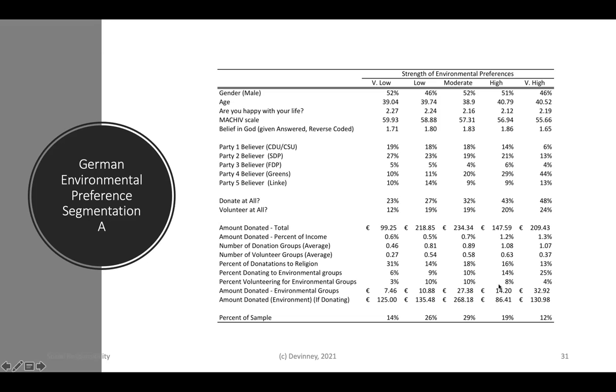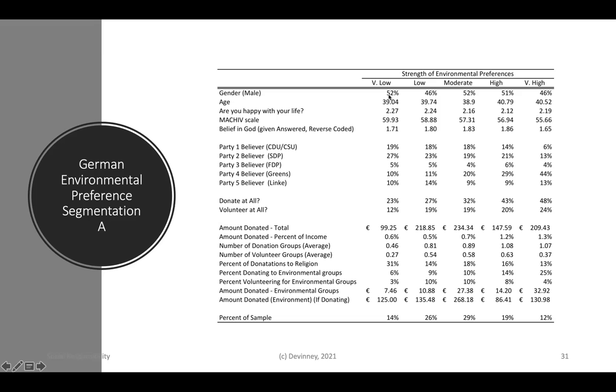This is the Germans, right? Who, let's say, fall into this very high category. So they put a lot of emphasis on environmental sustainability. And this is the distribution of everybody's preferences. One of the questions is, what's the difference between this group here, let's say, and this group here?